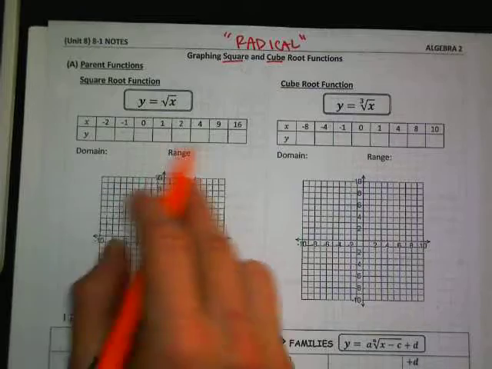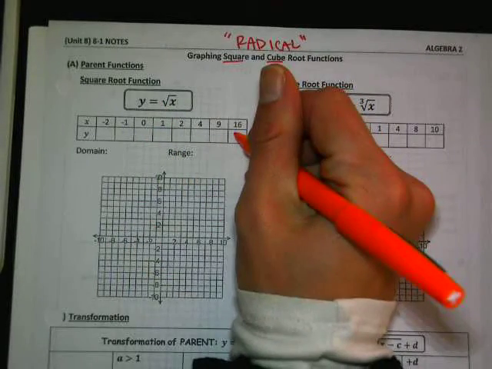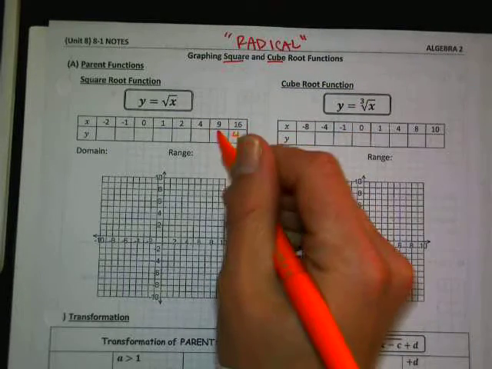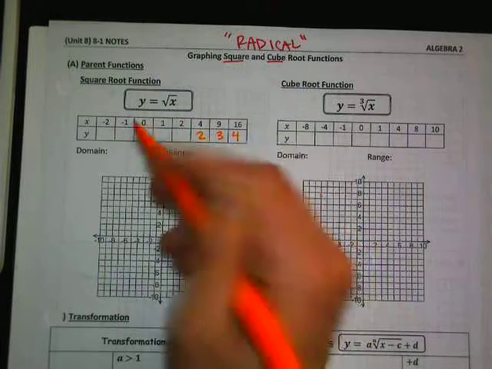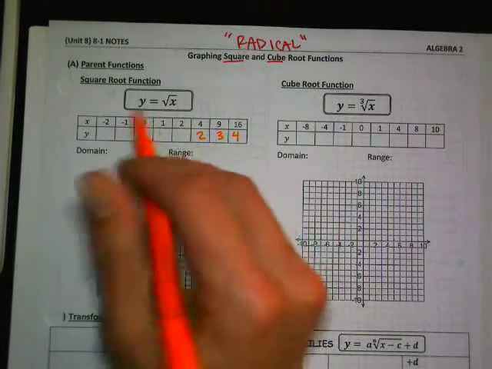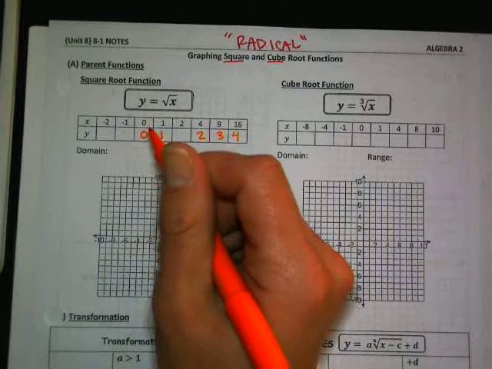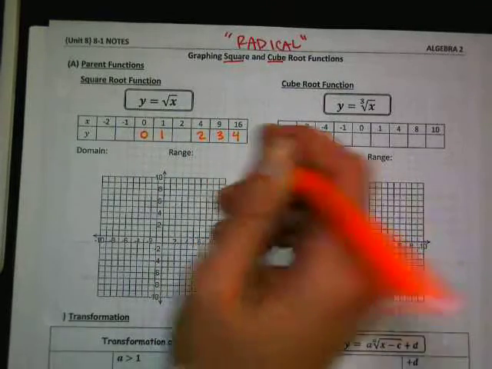For the square roots, let's fill this table out. What is the square root of 16? 4. What's the square root of 9? 3. What's the square root of 4? 2. Do we know the square root of 2? No. Not off the top of my head. What's the square root of 1? 1. What's the square root of 0? 0. What is the square root of negative 1? Oh, no, imaginary. It's imaginary. There's not really a square root of it.